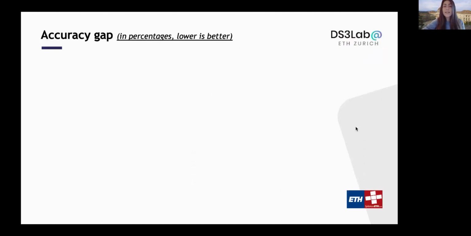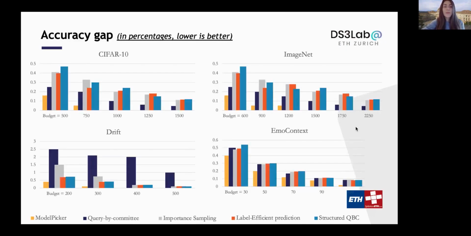Now let's take a look at the accuracy gap. In this case, we want the accuracy gap to be small because we want the model we return to be as close as possible to the best model. We measure the accuracy gap over all these data sets, and you see that Model Picker is really good at ranking the models, especially the competing ones as well, and the accuracy gap shortly reduces to a very insignificant amount after a small amount of labels.